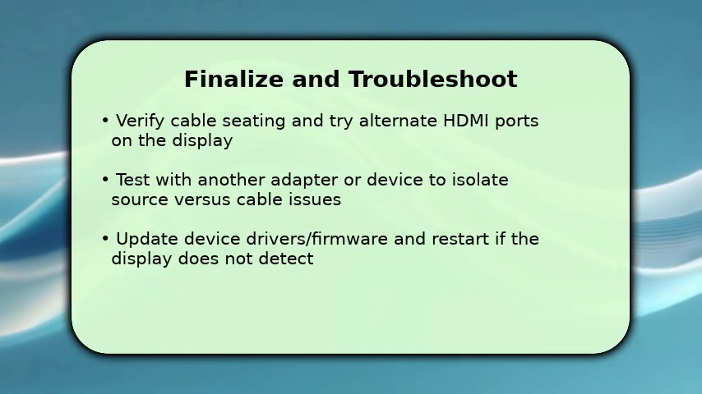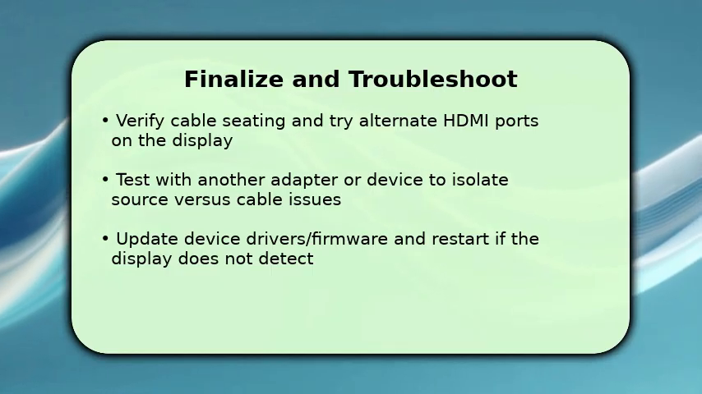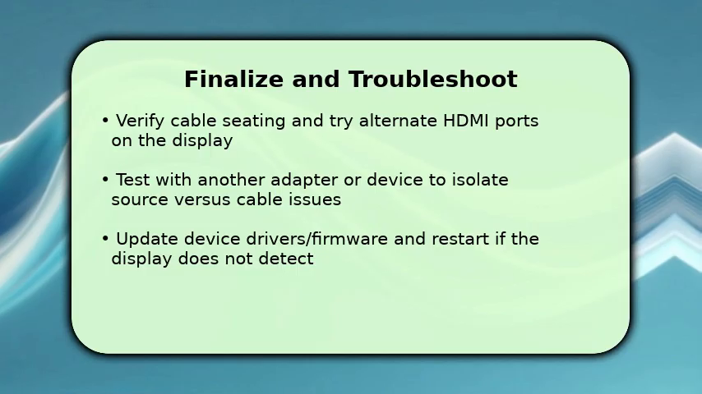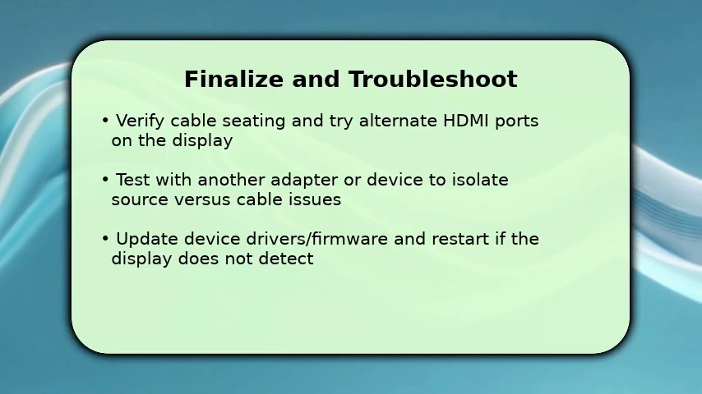If the image flickers or is missing, make sure the cable is firmly connected and try a different HDMI port on the TV. Once you isolate whether the issue is the adapter, test with another device or swap the cable.